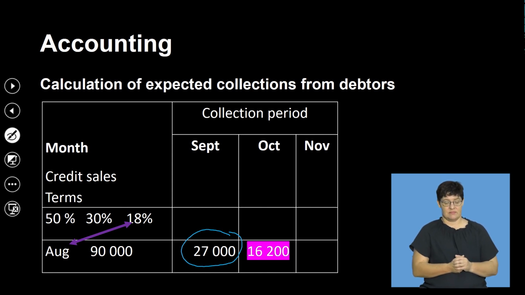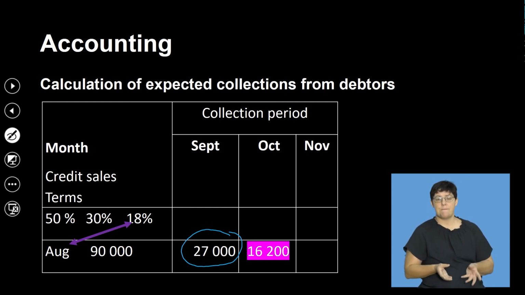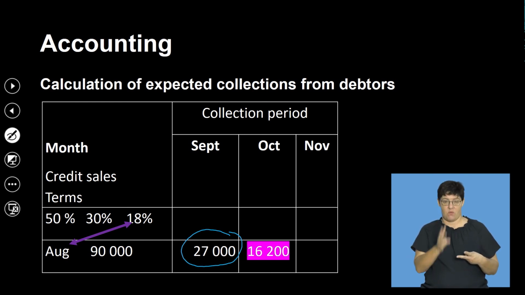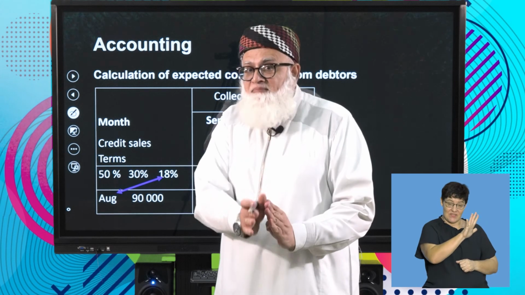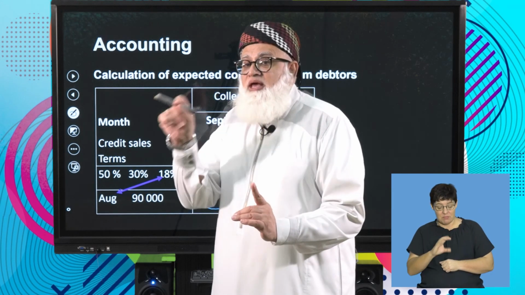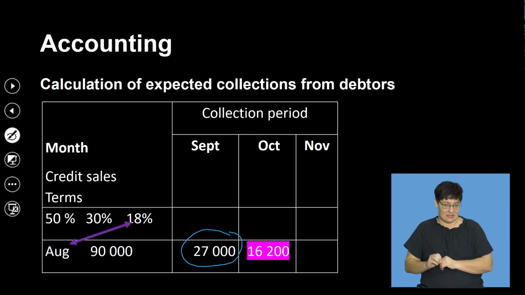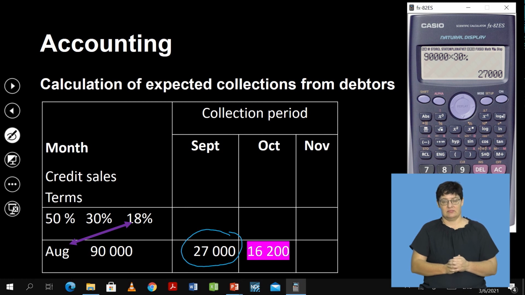But if I look at August, then I know I'm going to receive in August, in September, and a component in October. Remember that? August is 50%, September 30%, but October there will be 18%. Therefore, I take my August sale once again, which is 90,000. So this means that the 18% I'm expecting to receive in October is 16,200.